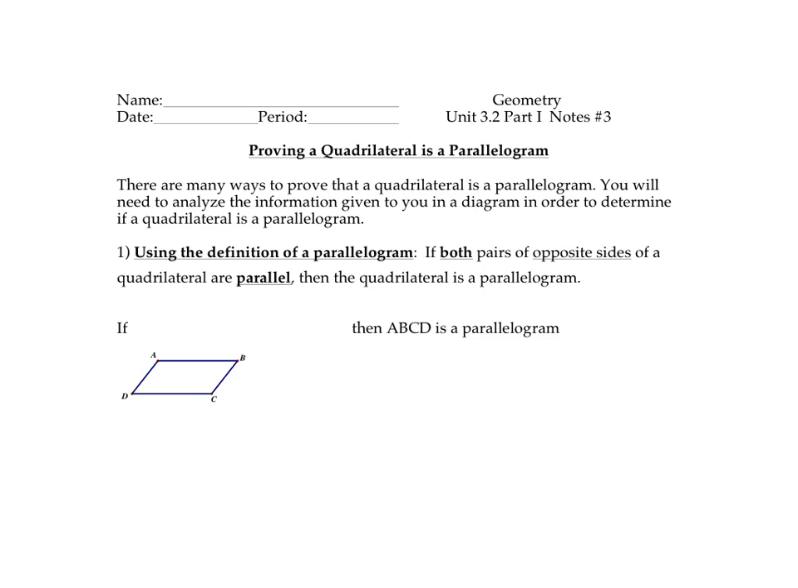So, in the first case, we can use the definition of a parallelogram. If we can show that both pairs of opposite sides of a quadrilateral are parallel, then the quadrilateral is a parallelogram. So we can say that if line segment AB is parallel to DC, and if we can show that line segment AD is parallel to BC, then we can say that ABCD is indeed a parallelogram.